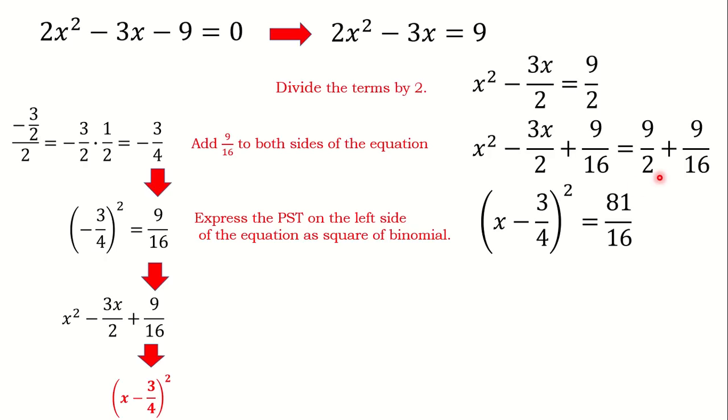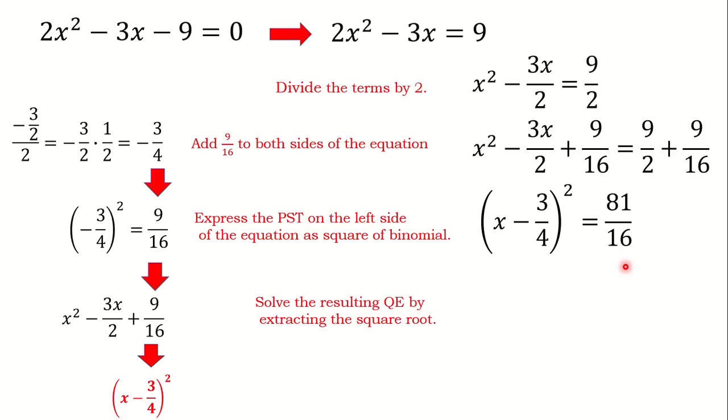Dito naman, get nyo lang yung LCD. Yung LCD dito 16. So 16 divide 2, the answer is 8 times 9, that is 72. 16 divide 16, 1 times 9 is 9. So 72 plus 9, the answer is 81. Kaya naging 81 over 16.